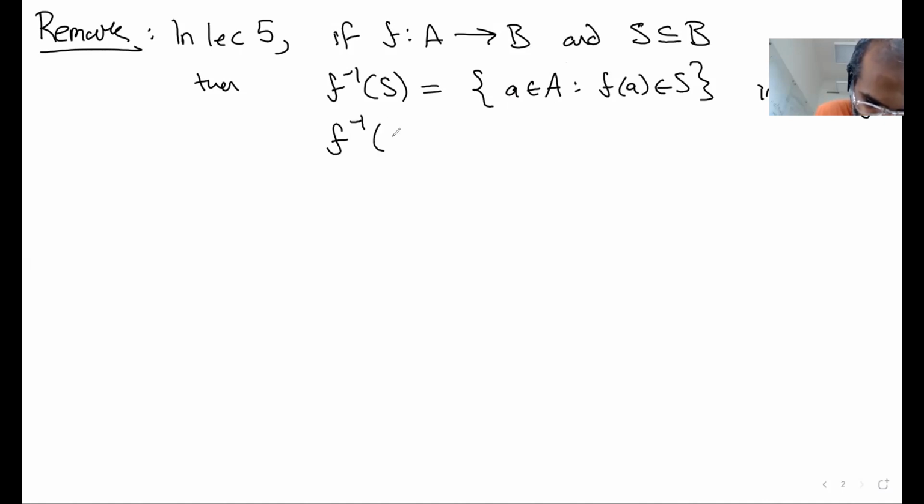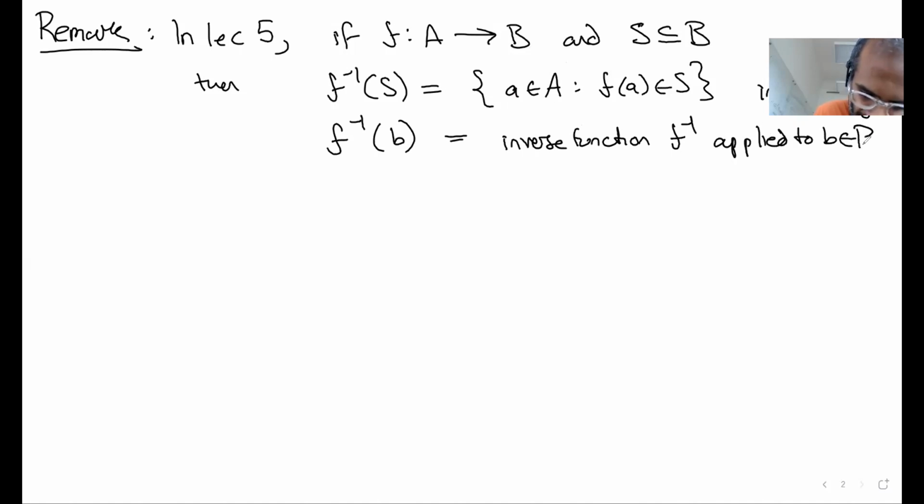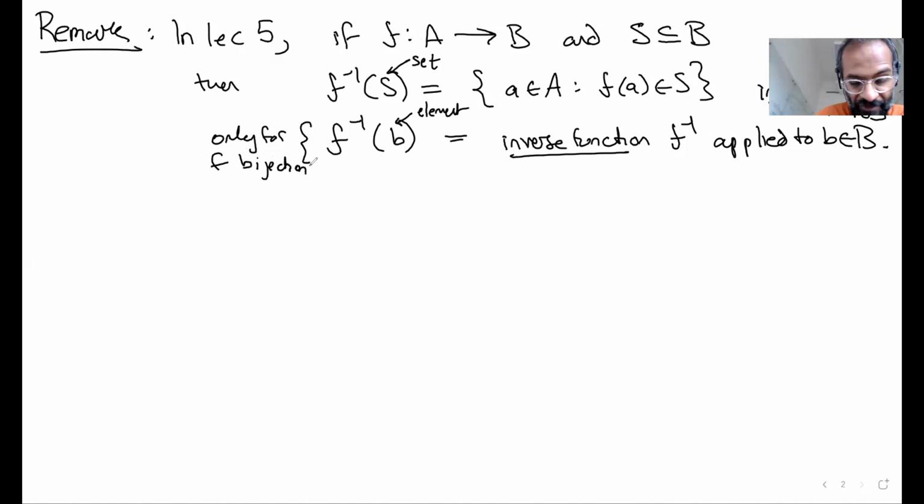But you have this other notation, F inverse of b, right? So this is just the inverse function, F inverse, applied to some element of B. And these are different concepts. This is the inverse image of a set S, and the last one is the inverse function. The way you tell the difference between these is that this is a set, this is an element, right? So S is a subset of B, whereas little b is an element of B. This is an inverse image, this is an inverse function. And this only works for F a bijection, in other words, an invertible function. Not all functions are invertible. So that's a confusing thing, but it's an important distinction to keep in mind.